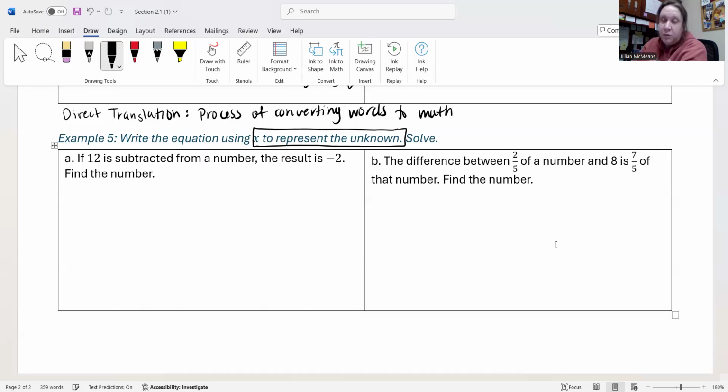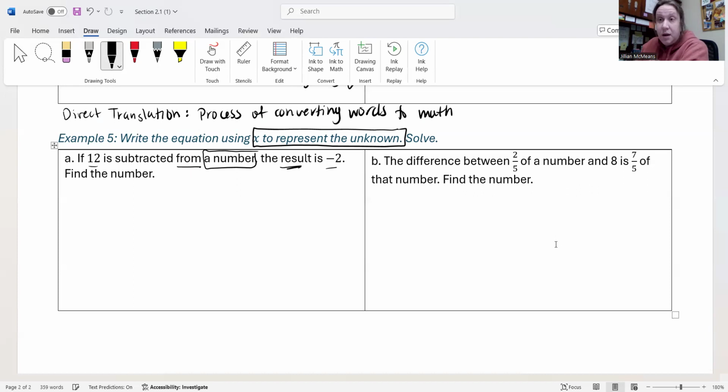Okay, that's a very informal definition, but we're going to talk in depth about converting words to math. But here we're just going to do really simple practice to get your brain thinking direct translation. So for part A, it says if 12 is subtracted from a number, the result is -2.